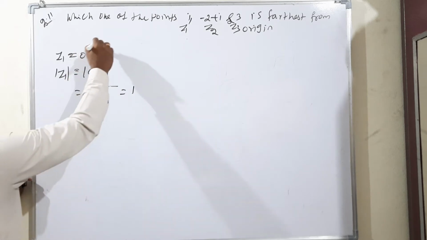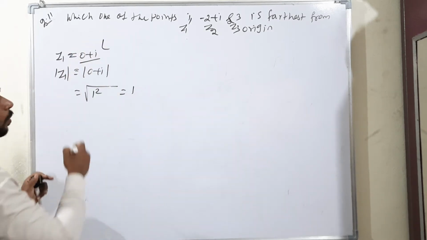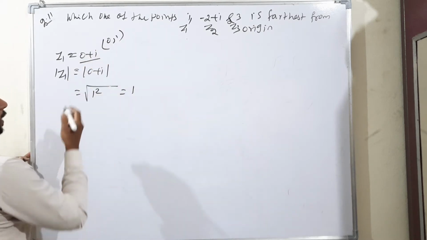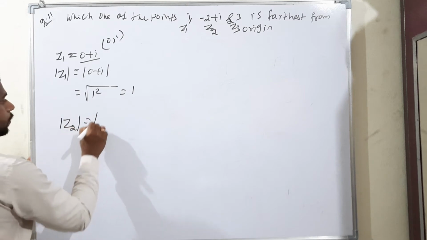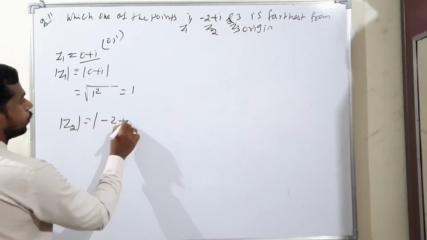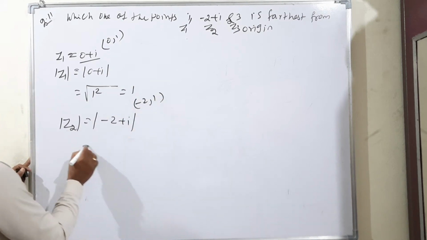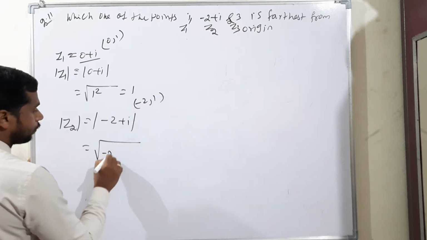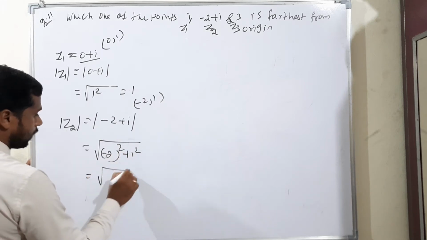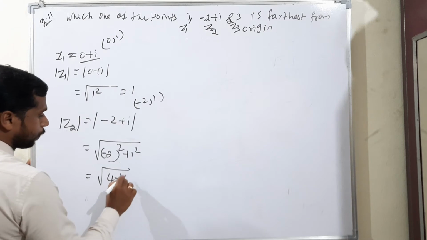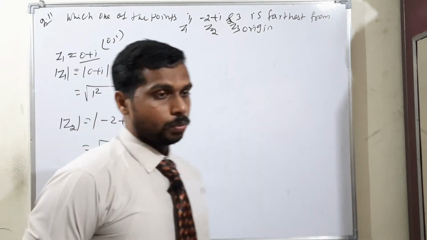That is the first condition. So z1 is the point with coordinates (0, 1). Then the second one, z2: modulus of z2 is equal to modulus of minus 2 plus i. The coordinate point is (minus 2, 1). Removing the modulus, we get the square root of (minus 2) squared plus 1 squared, that is 4 plus 1, which is the square root of 5.